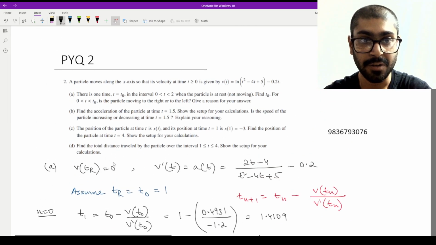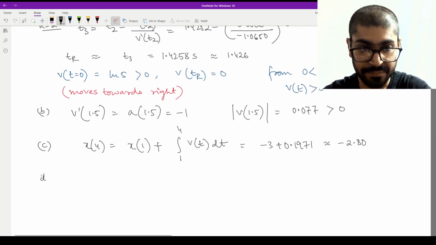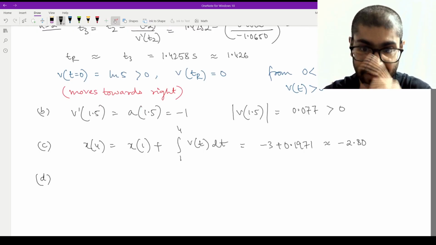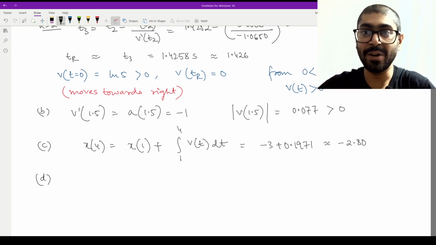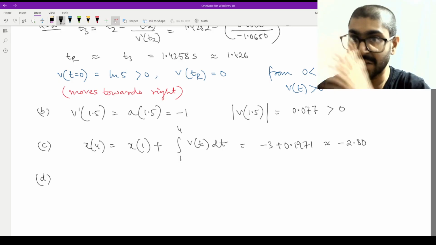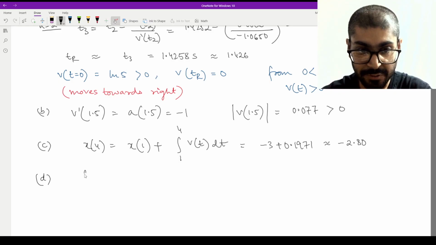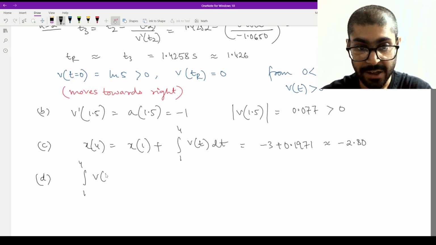So let us look at question D. Find the total distance traveled over 1 to 4. Again, simple integration. We have to calculate the total distance from 1 to 4, and since this is the distance, not the displacement, remember whenever we integrate velocity, that will give us displacement, because velocity being a vector quantity, the direction is not getting eliminated. So instead of the direct integration we would just calculate the modulus of the integration. So we would do the integral from 1 to 4 of v(t) dt and then take the modulus.